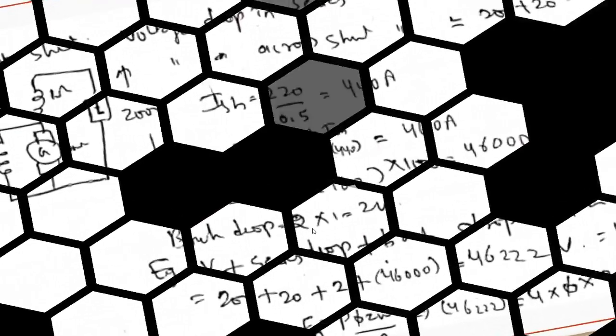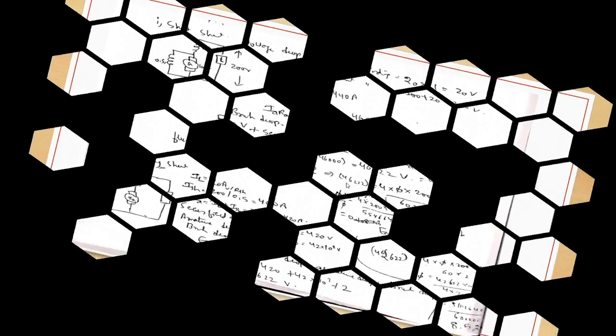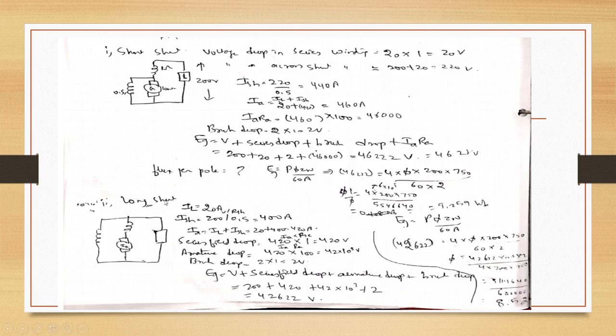For short shunt, we have calculated EMF and flux per pole. Now, same thing for long shunt. So, draw the diagram of long shunt. Okay. Write the equation for long shunt, that is IL is 20 amps, ISH is 200 by 0.5, 400 amps. So IA is equal to IL plus ISH, that is 20 plus 400, 420 amps.